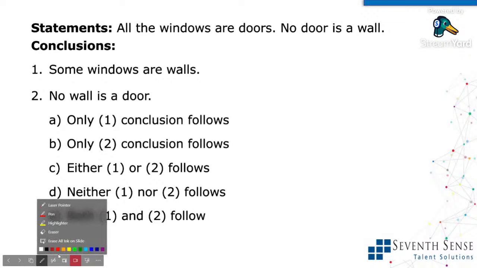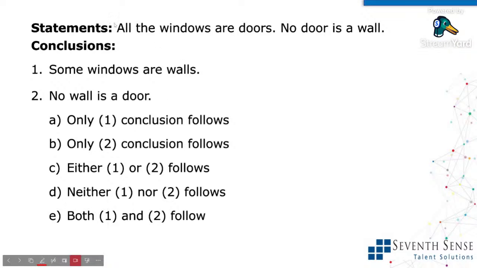Now chalo, quickly we will try this, because most of you have already given the answers. All the windows are doors. Okay, let me quickly draw. This is my window. All the windows are doors, so this is my door. No door is a wall. Very, very simple. Outside, I'm going to write a wall. That's it.